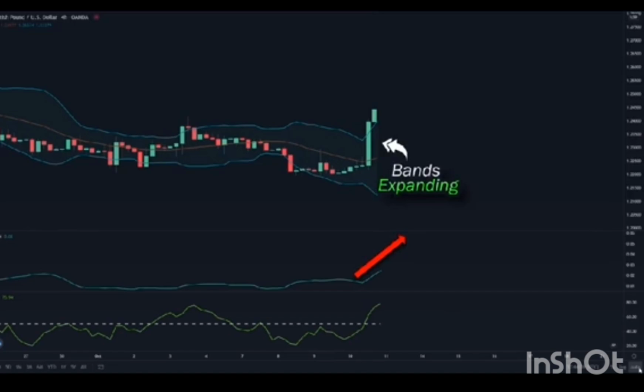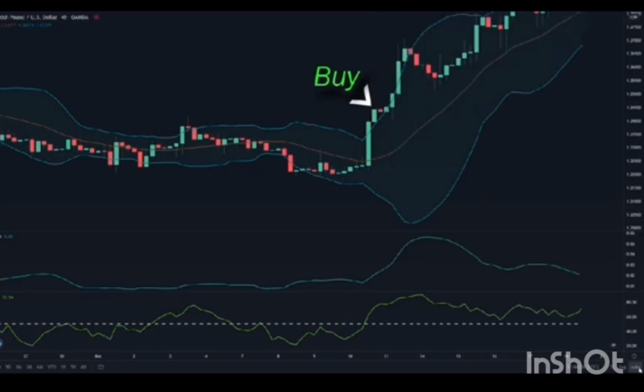And down here, you can see that the MFI crosses above the middle line, which means that it's a bullish signal. Plus, a big green candle broke out of the upper standard deviation line. So all these signals confirm that the breakout is more likely going to happen to the upside. So this is a good opportunity to take a buy position. Let's look at another example.